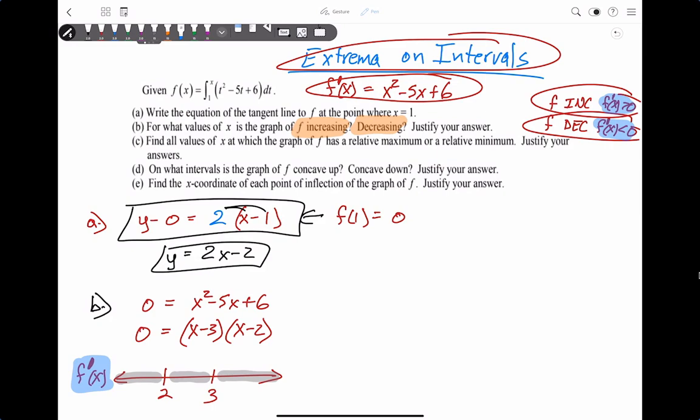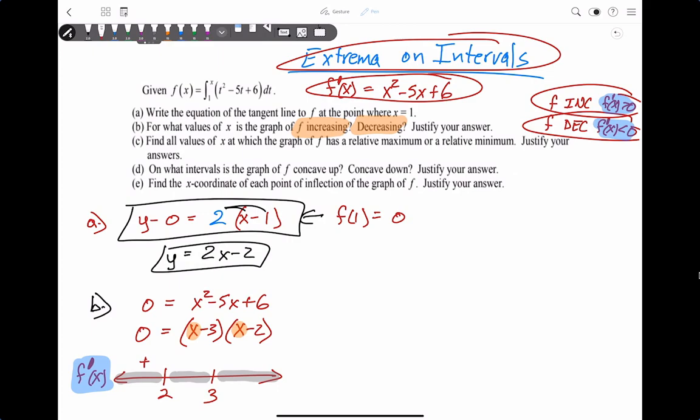Okay, so let's go ahead and use some test points. I'm going to use, let's say, 1, which would belong in this first interval. I'm going to plug in 1 here and here in my factored form. 1 minus 3 is a negative. 1 minus 2 is a negative. So I know a negative times a negative is going to give me a positive.